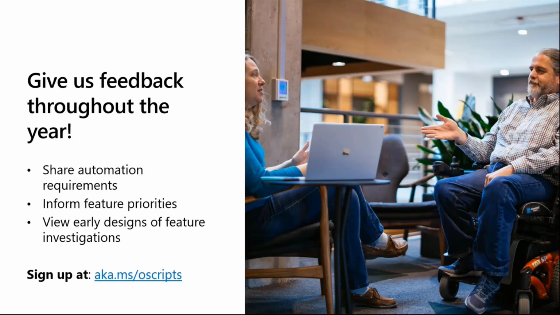And last thing is that we would love for you to give us feedback throughout the year. So this Green Room, or the link that you'll see when you select this, allows you to share automation requirements, look at the feature priorities of Office Scripts, as well as looking at some of those early designs of our investigation. So super helpful for us, whether or not you use Office Scripts, we would love to hear about how you automate within Office itself. And so this is just super helpful for us as a team.